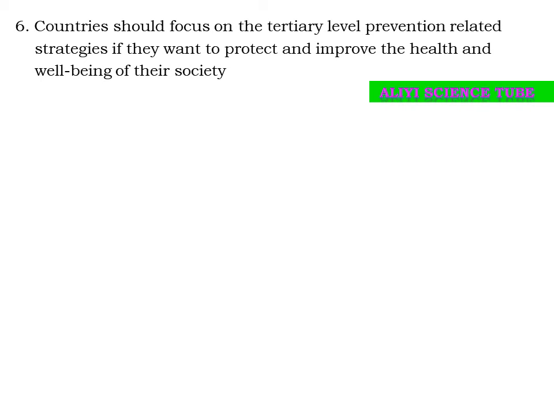Question number 6: countries should focus on the tertiary level of provisions related to strategy if they want to protect and improve the health and well-being of the society. The answer is false.